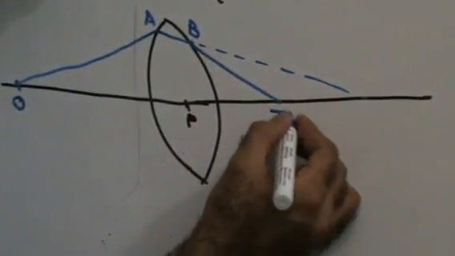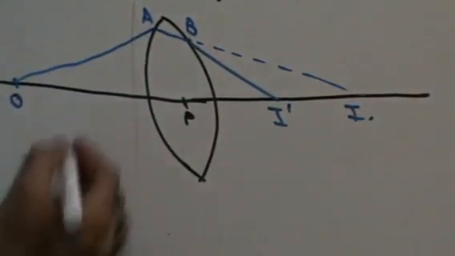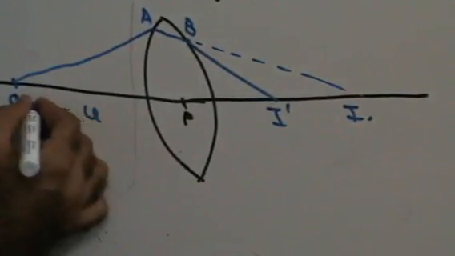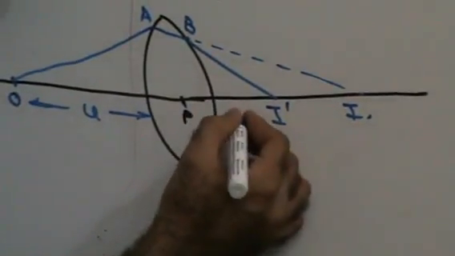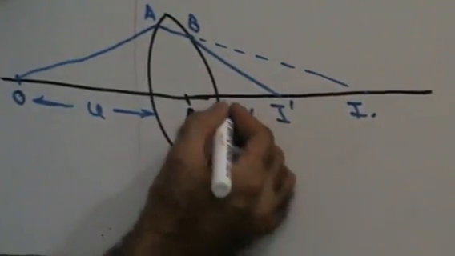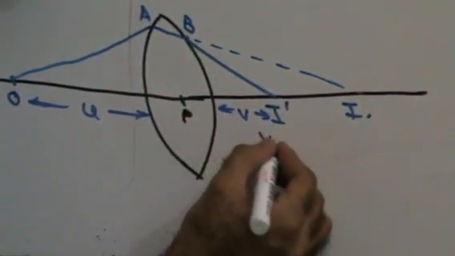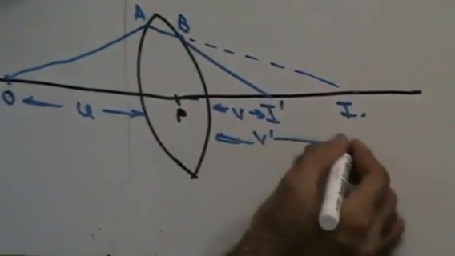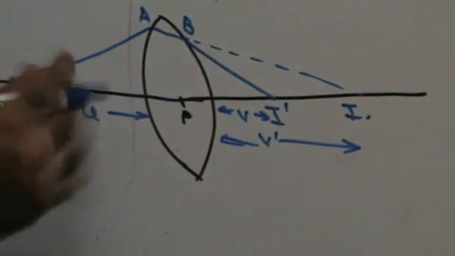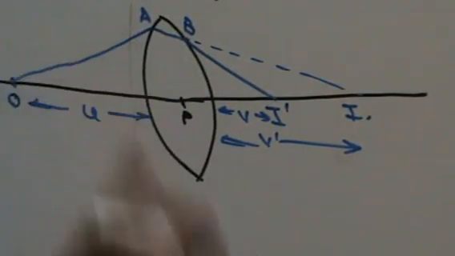This is going to be I bar. This is I. This is going to be U. This is going to be V, and this is V bar. Right? So I've broken it up into the two surfaces.